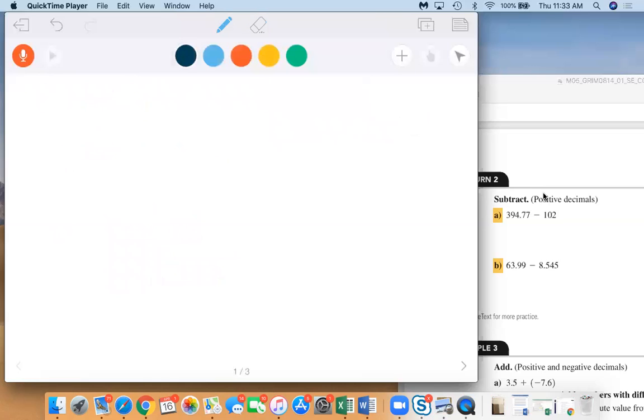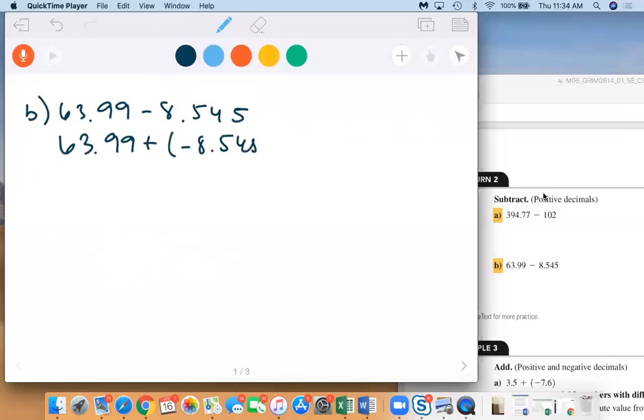All right. Okay, so let's look at part B. We have 63.99 minus 8.545. Gosh, you guys must be appalled at my handwriting. Okay. So if we were to look at this as an addition problem, remember what they said, 63.99 plus a negative 8.545. But then you're just going to end up subtracting it anyway. It's an awfully odd thing, but that's all right.